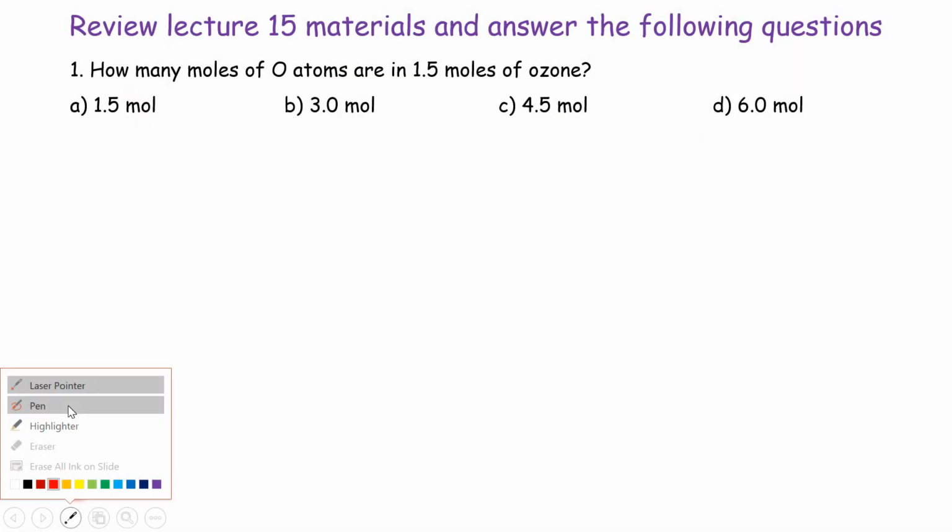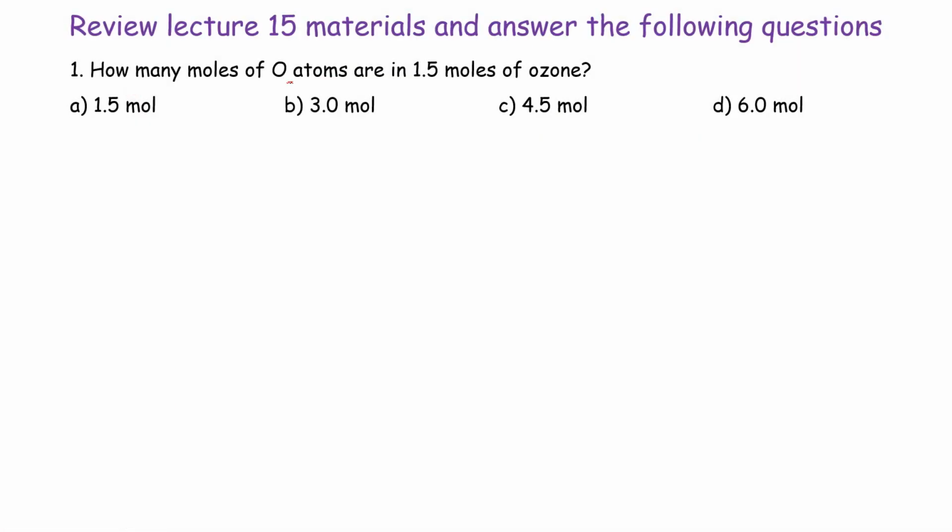Okay, let's take a look at the first quiz here. How many moles of oxygen atoms are in 1.5 moles of ozone? So first you need to know the chemical formula for ozone. That should be O3. So now we know the moles of O3 molecules. We just need to find out the number of moles of oxygen atoms.